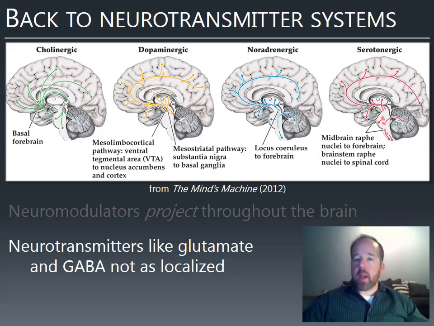Now, things like glutamate and GABA, if you remember, glutamate is the main excitatory neurotransmitter, and GABA is the main inhibitory one. These things occur throughout. They're not localized in the same way that acetylcholine or dopamine or other systems have this very specific location where the neurons begin, where the cell bodies are. Instead, glutamate and GABA, that's a lot of neurons, and it's all throughout the brain. So they're not localized in the same way.